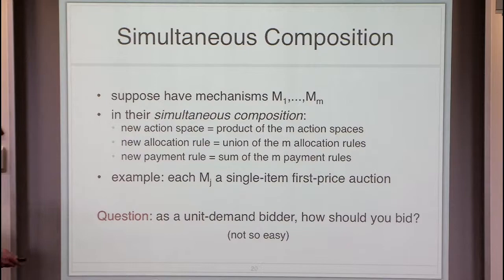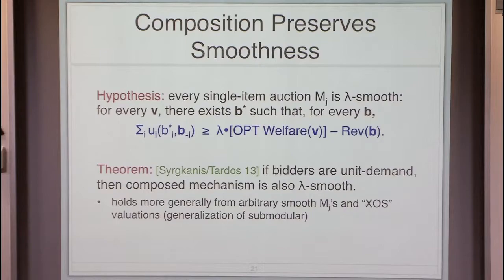Here's the composition theorem I want to tell you about. Suppose your constituent mechanisms are lambda smooth in the sense we've been discussing. First price auction is one half smooth. Then, with unit demand valuations, smoothness is preserved under composition. So take any lambda smooth single item auctions, run any number of them that you want in parallel, with bidders with unit demand valuations, and this parallel composition is again lambda smooth with exactly the same lambda. So composition preserves smoothness. Or if you like, this reduces having to prove anything about the composed mechanism to merely proving something about one of the single item auctions, which we did in three lines. It's pretty cool. So that's the theorem.